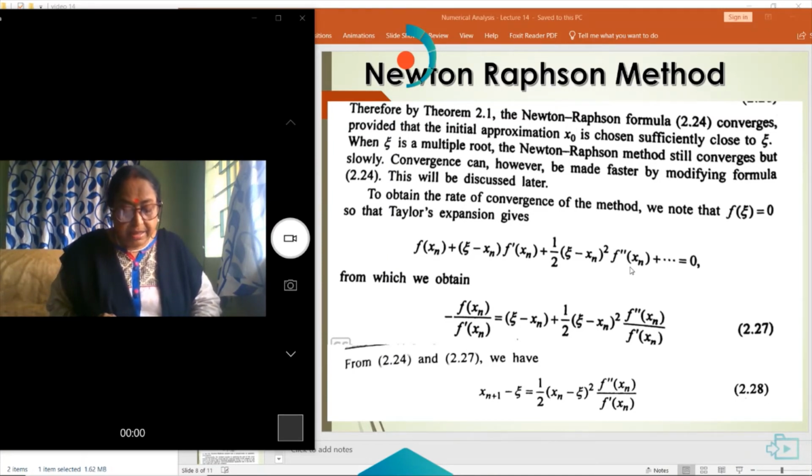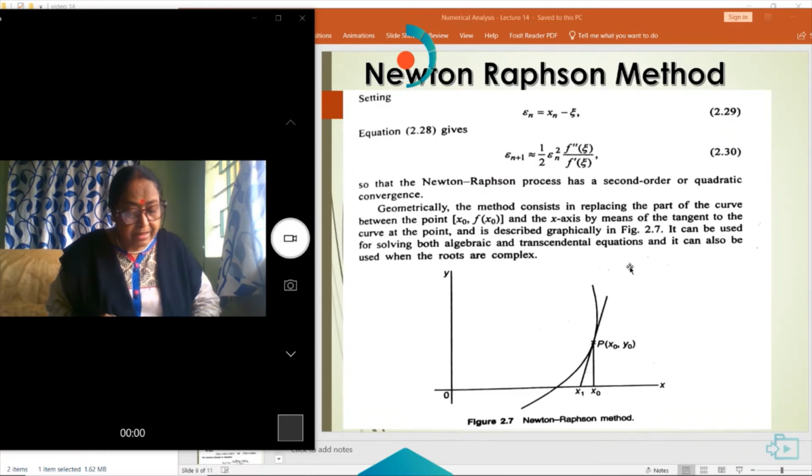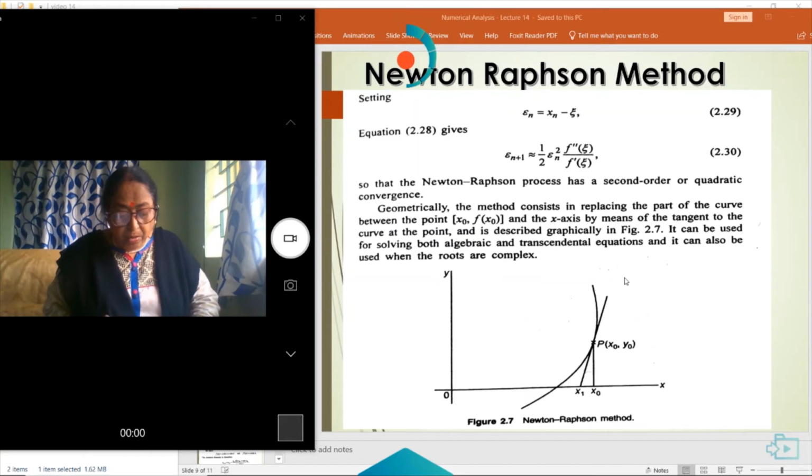Geometrically, the method consists of replacing the part of the curve between the point x0, fx0 and the x-axis by means of the tangent to the curve at the point, and is described graphically in the figure as shown. It can be used for solving both algebraic and transcendental equations, and it can also be used when the roots are complex. Now, take one example again.